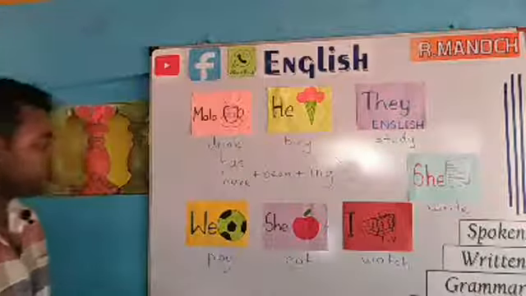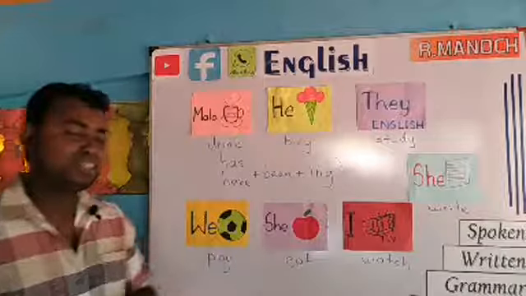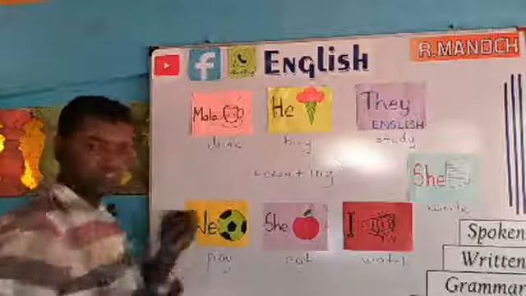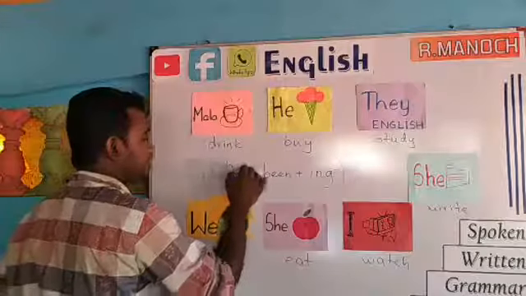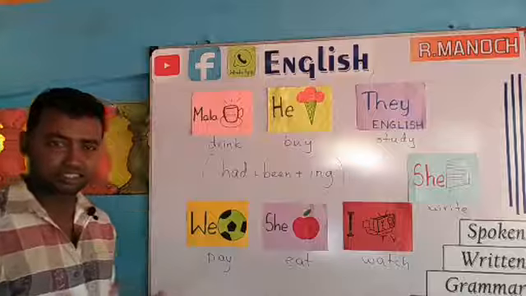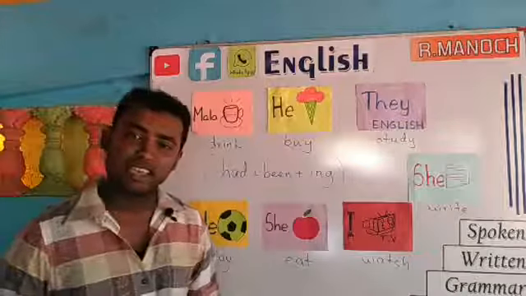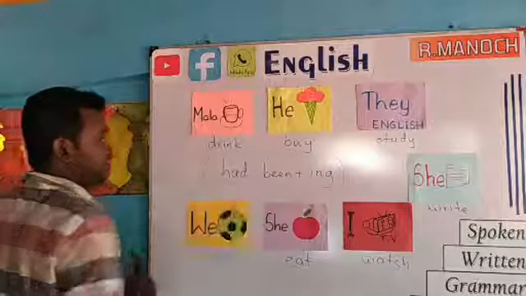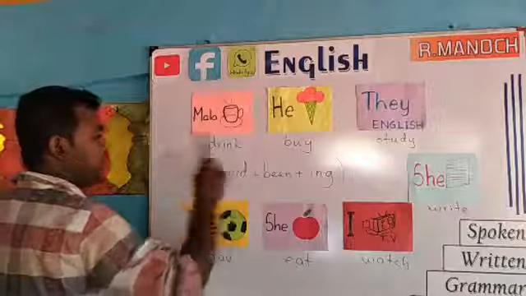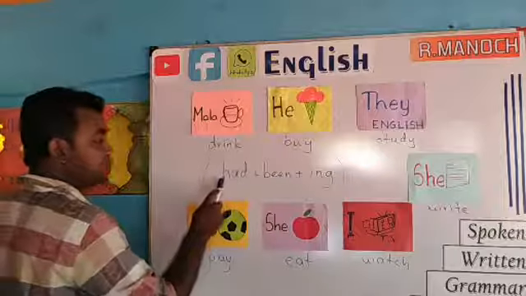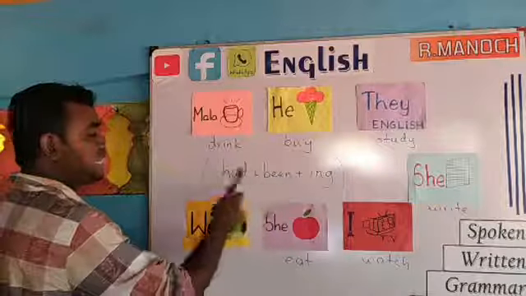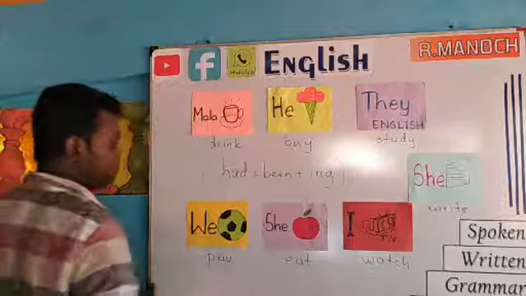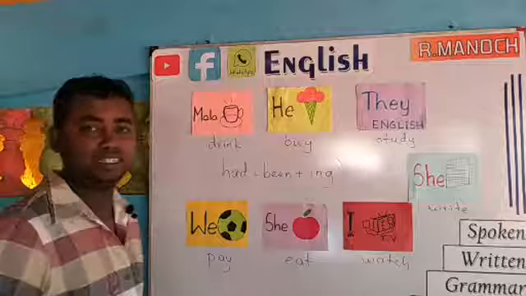Okay? Right. Now, the 11th tense is really simple. Instead of has, have, you just put had. Past perfect continuous tense: had plus been plus ing. So, Mala had been bringing a cup of coffee. He had been buying ice cream. They had been studying English. She had been writing a letter. I had been watching TV. She had been eating an apple and we had been playing football.